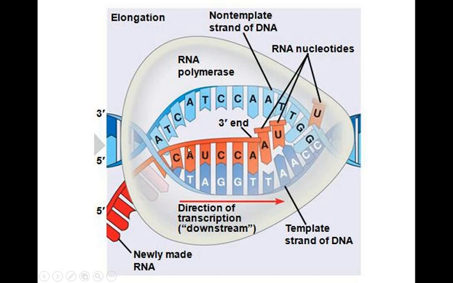So where there's a T, we're going to put an A. Where there's an A, we're going to put a U. Where there's a G, they're going to put a C. So this is very similar to the last video that we talked about transcription. Okay, adding, finding the pair to the DNA, the RNA pair.